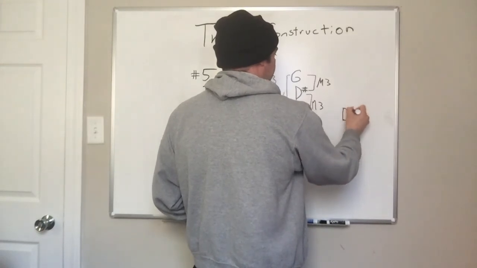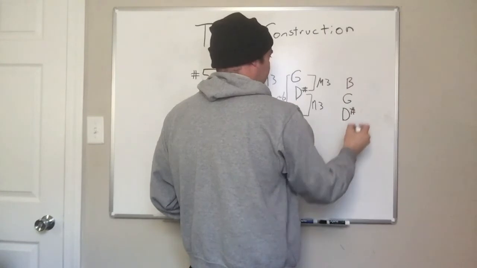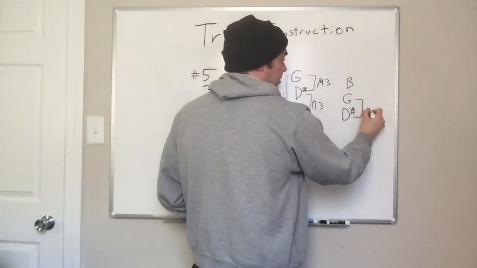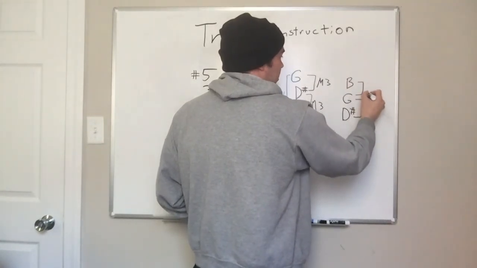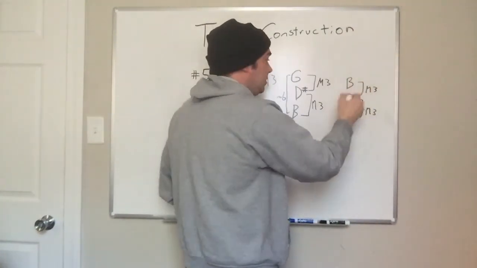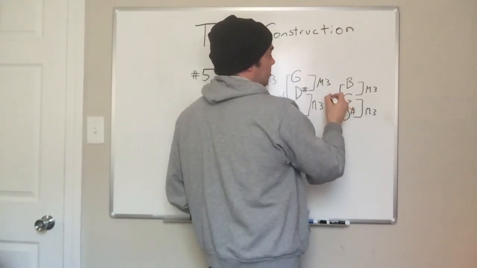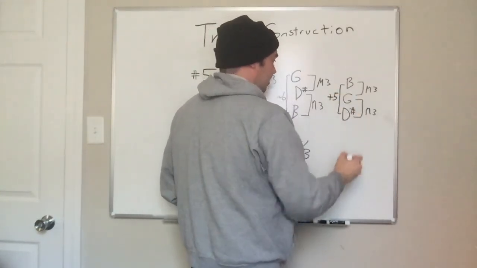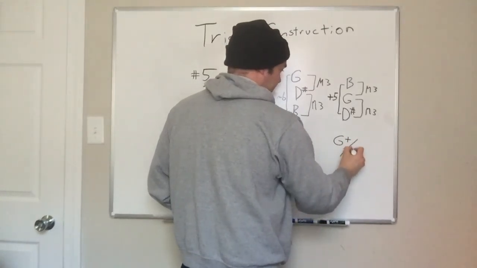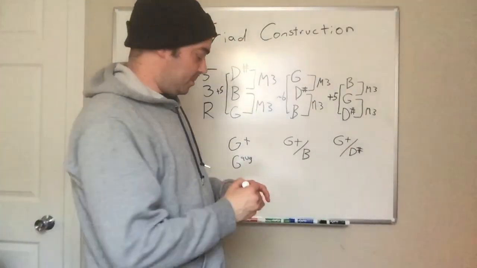Last one: D sharp, G, B. D sharp to G is a major third. G to B is a major third also. And then D sharp to B is your sharp five, or your augmented fifth. G augmented over D sharp.